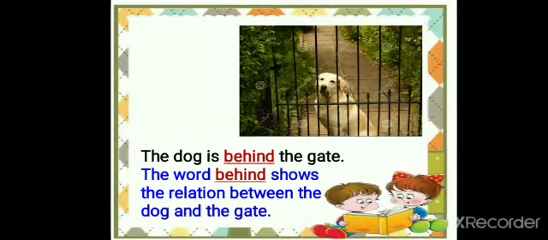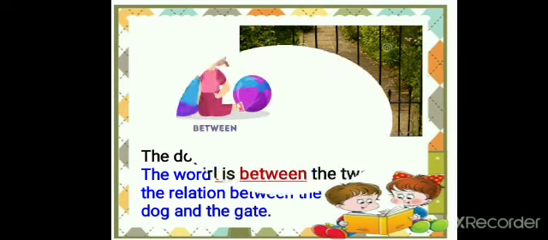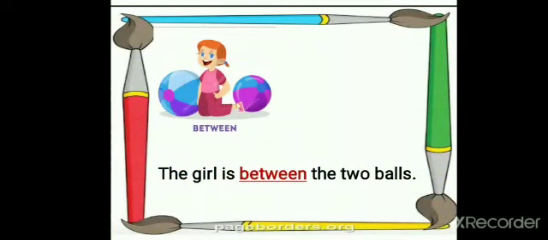Let's see the next sentence. The dog is behind the gate. The word behind shows the relation between the dog and the gate. The girl is between the two balls. My dear students, the word between is a preposition. When someone or something is in the center of two things or persons, we use between.